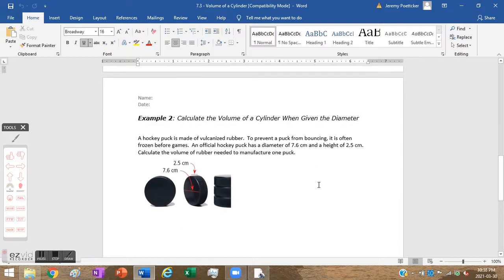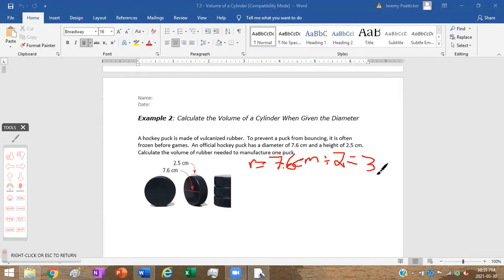Okay, what about this here? Well, you're given the diameter. Do we have a formula for the area of a circle that works with diameter? No. You have to use the diameter-radius relationship: cut the diameter in half, and that gives us the radius. So let's take a look at our hockey puck. First thing we have to figure out is, what's the radius? I want you to write it down. So r is equal to 7.6 centimeters divided by 2, which is going to be equal to 3.8 centimeters.